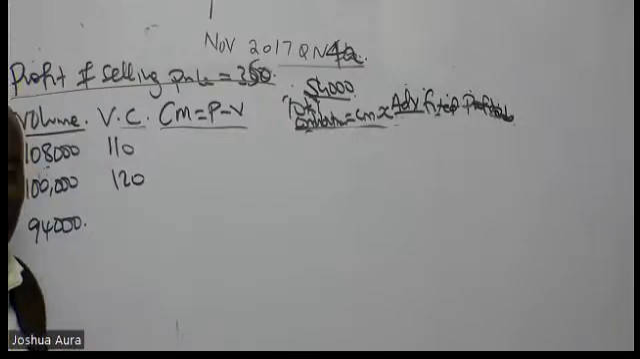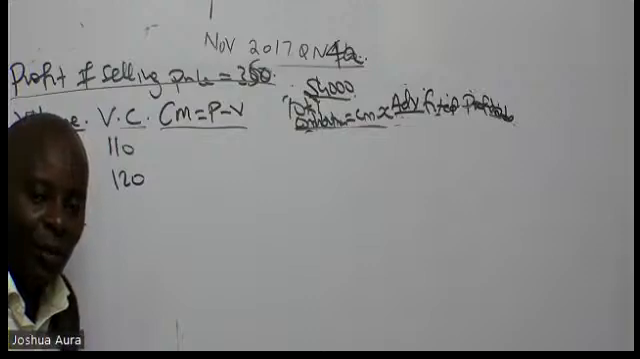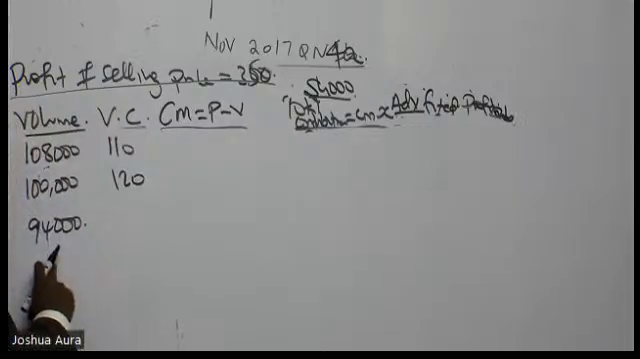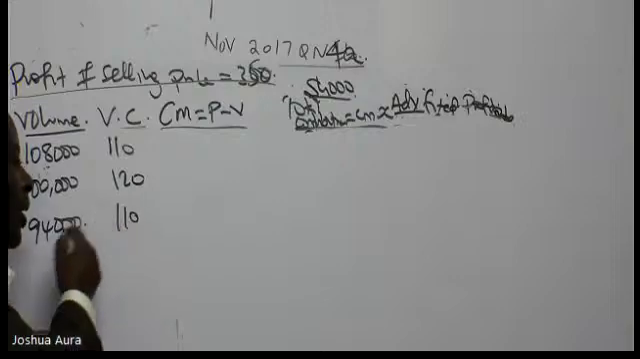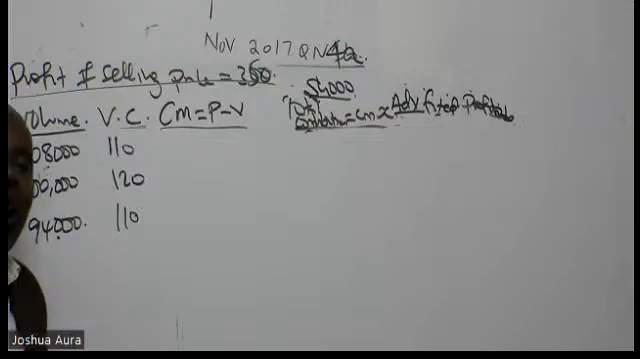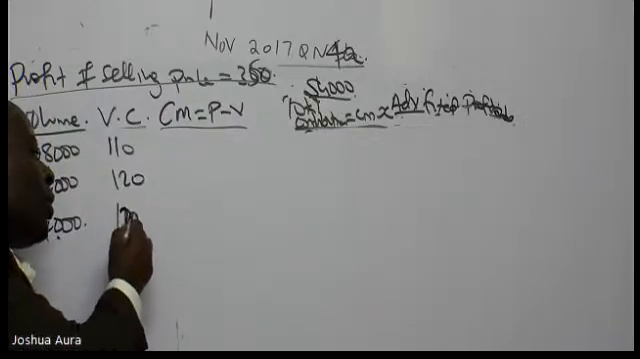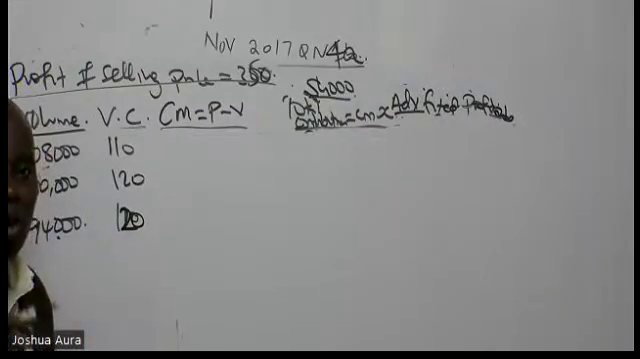So how about this 94,000? What variable cost should I use for 94,000? I can see it's less than 100,000. All of them are saying 120. You guys are very bright. It's less than 100,000 units, and anytime you produce less than 100,000 units, the variable cost will be 120. Thank you so much. You stood your ground.